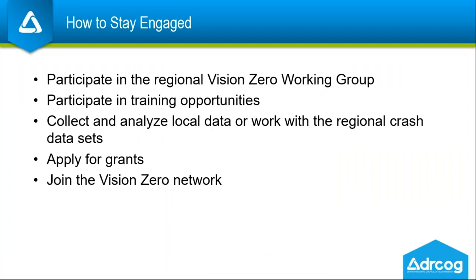The plan identifies multiple ways local jurisdictions can get involved in the upcoming years. One of those is participating in the Regional Vision Zero Working Group, which we will be launching as soon as the plan is adopted. Participate in training opportunities, collect and analyze local data, apply for grants, such as the Urban Arterial Multimodal Safety Improvement Set Aside that Ron presented on earlier. That's a large amount of money that relates to this initiative and is a really good start on prioritizing safety throughout the region, and join the Regional Vision Zero Network.